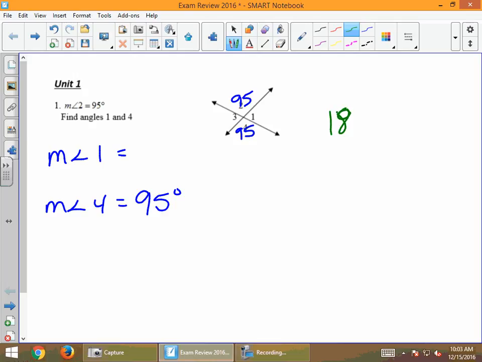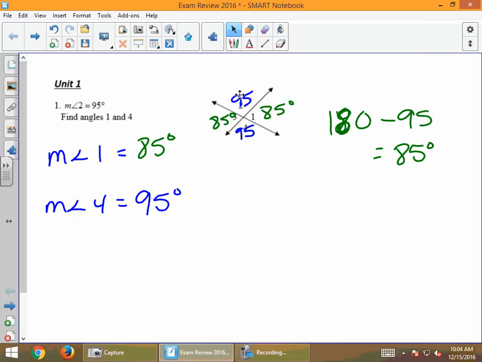Please do 180 minus 95. What is 180 minus 95? 85. Now we know the measure of angle 1 is 85 degrees. And for fun, what would the measure of angle 3 be? 85. Questions over that?